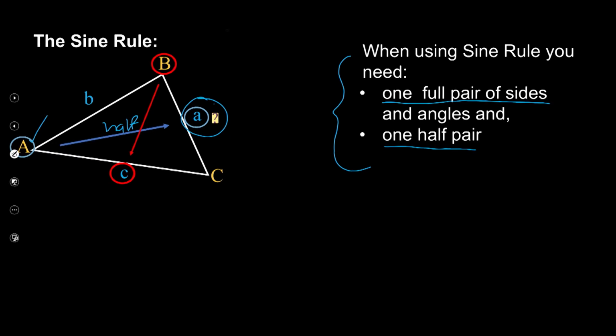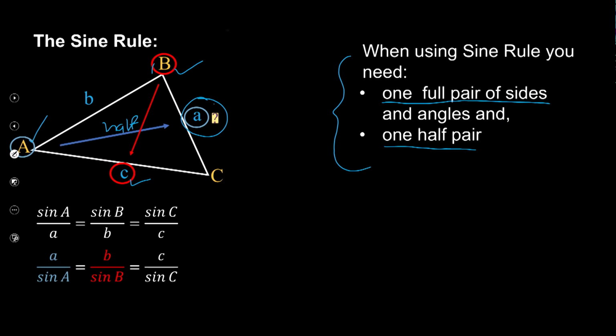And we would be needing to be given another full pair. And what do we mean by a full pair? We need to be given angle B as well as the side across it. So we've got a half pair here, and the red piece is our full pair, which means which version of the sine rule will be used?